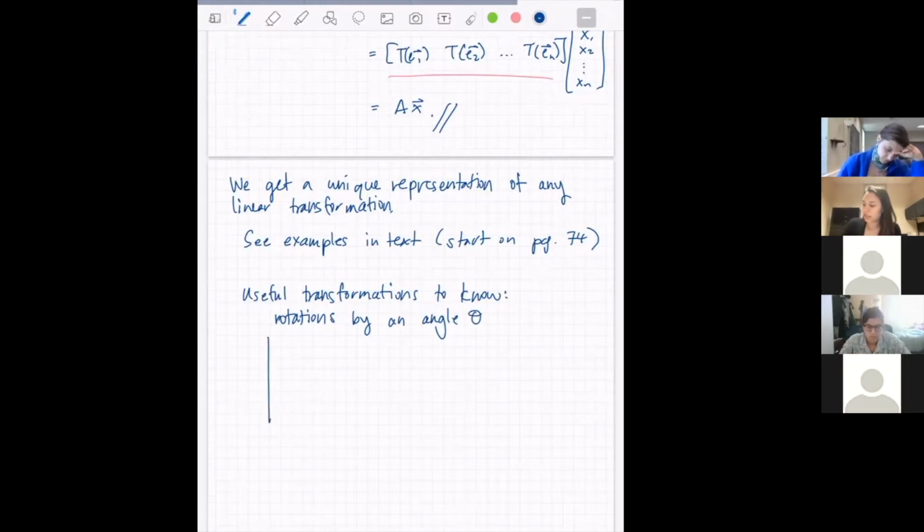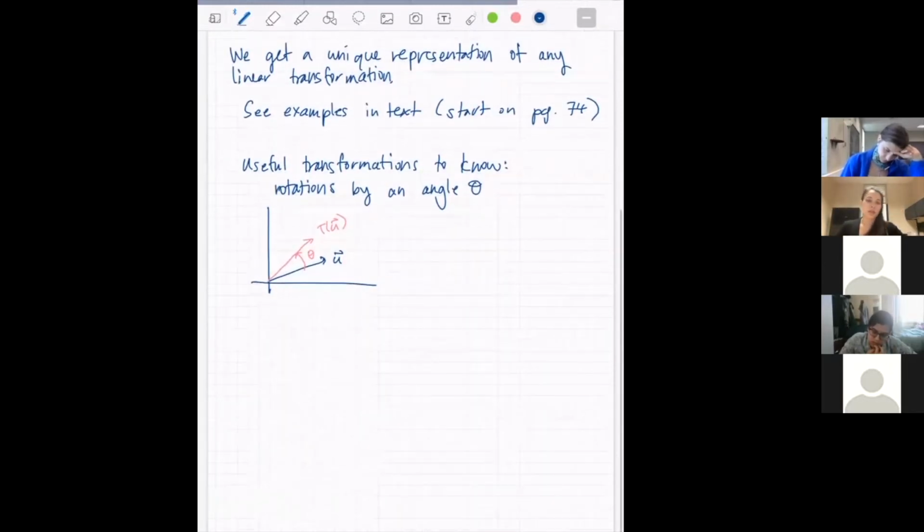So the idea is that you have your vector u, and the transformation just rotates it by theta, and you get a new vector. It should be the same length. T of u. So it doesn't stretch it at all, it just rotates. These have a particular form, and we can figure out what that would be.